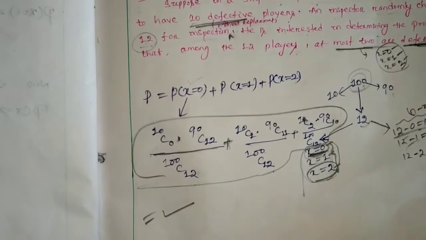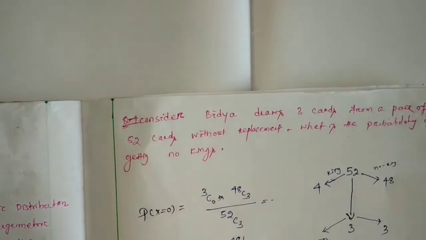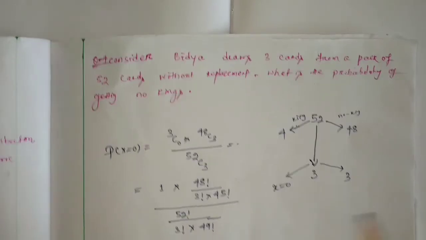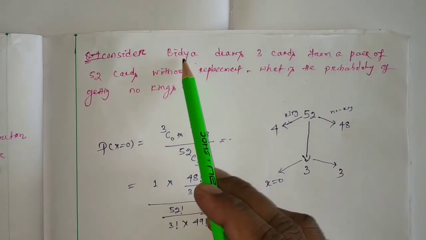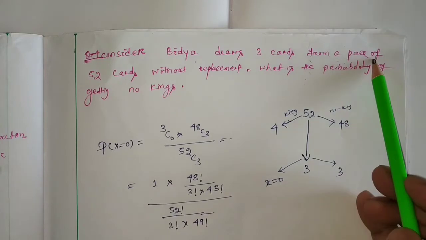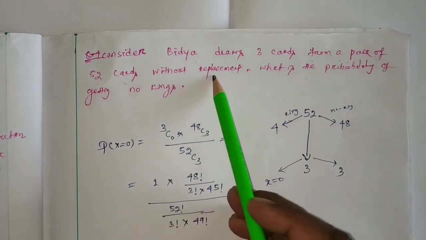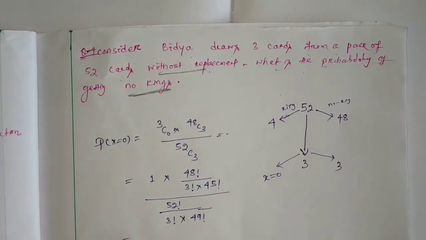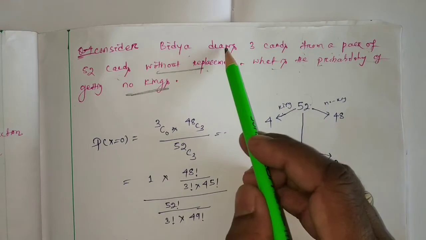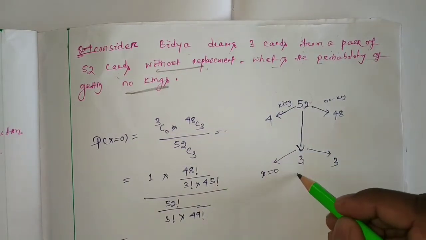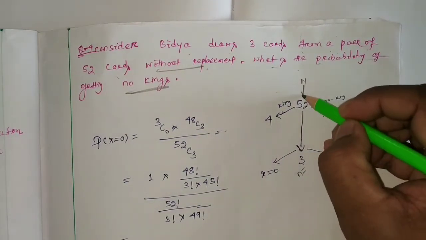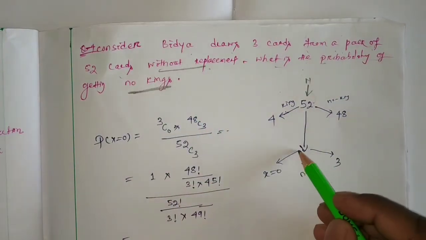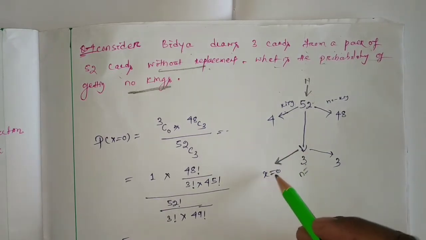Okay, we have to go for the next question. Next question is this one. This question is an easy one. Consider Vidya, one student, draws 3 cards from a pack of 52 cards without replacement. Okay, what is the probability of getting no kings? No kings. So of 52 cards, how many has he drawn? He has drawn 3. So small n equal to 3, capital N equal to 52. So here, what do we intend to find out? No kings. No kings means x equal to 0.